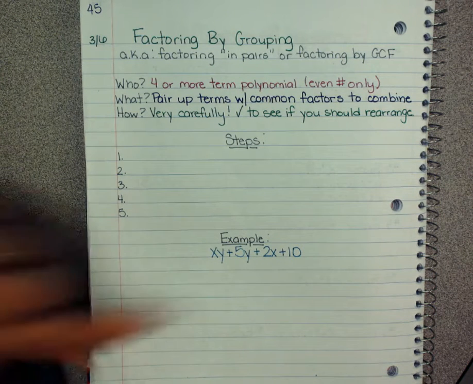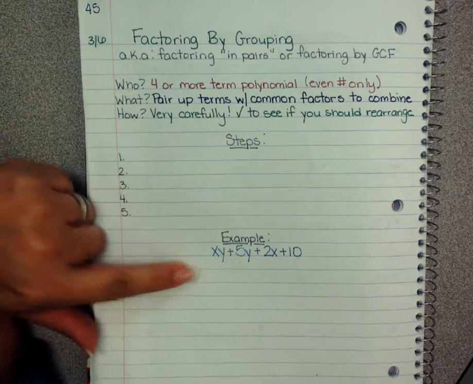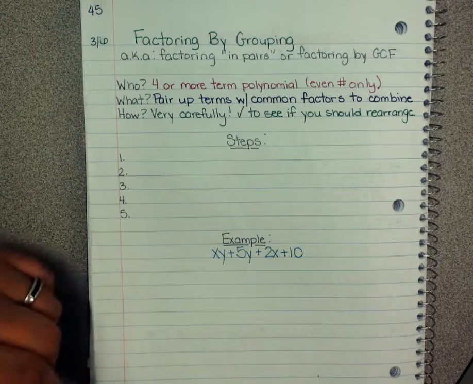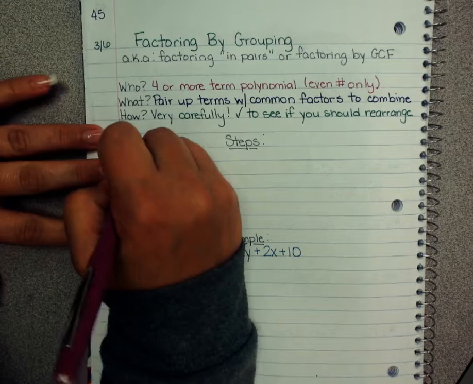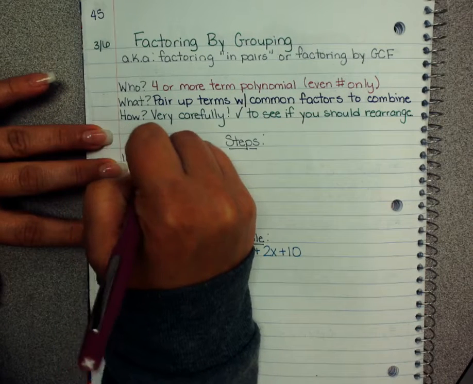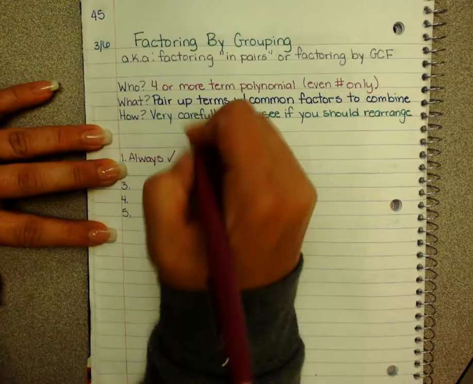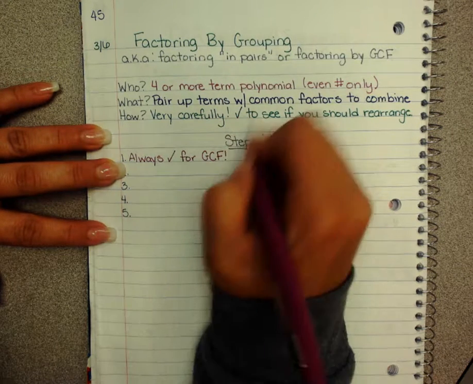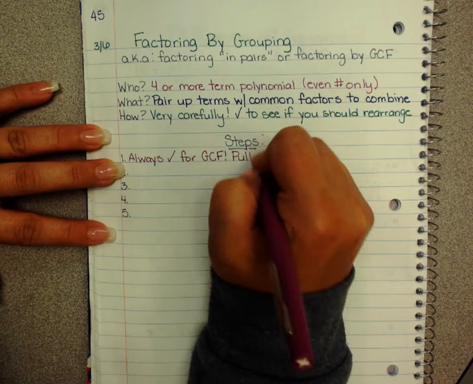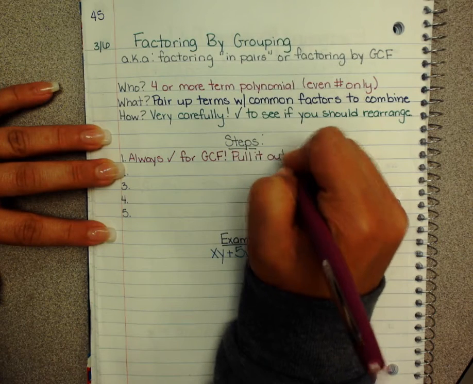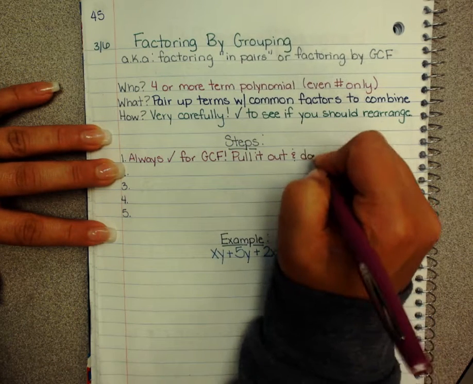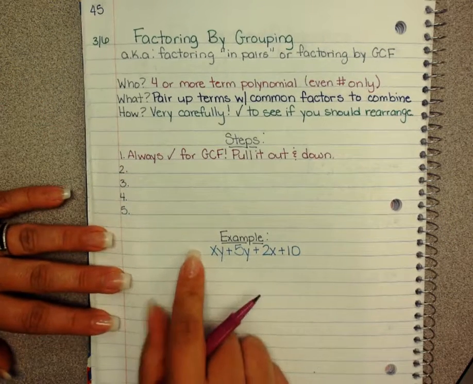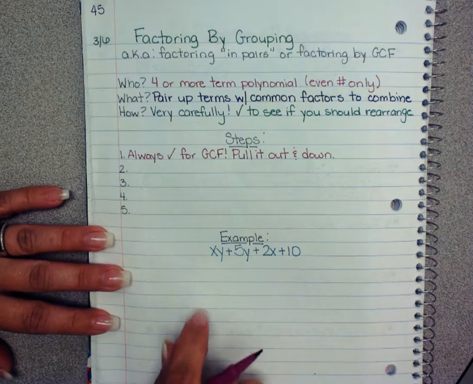As we walk through, we'll do a step in the example, then the next step in our example. Step number 1 is to always check for GCF. You're going to pull it out and down. What that means is, if we have a GCF for this problem, we would take it out at the very beginning, and then through every step, it's going to walk with us.